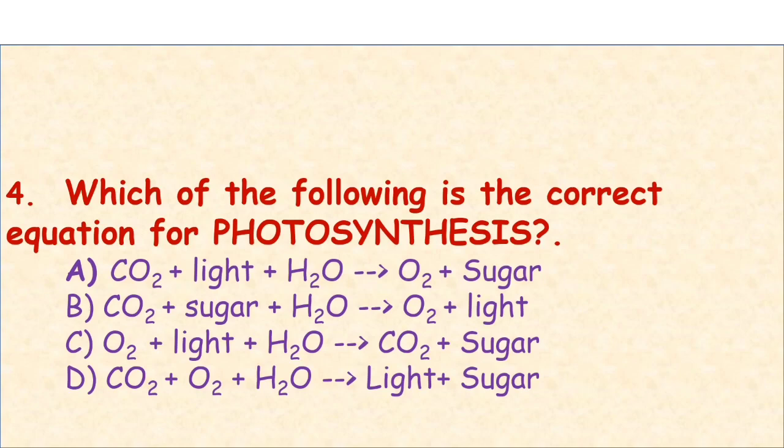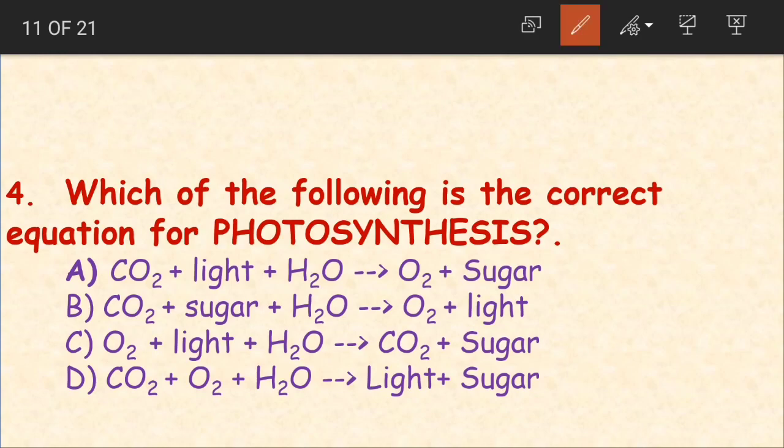Which of the following is the correct equation for photosynthesis? See, here we are having equations, children. I'll just read it out. The first one, A, is CO2 plus light plus H2O. CO2 is nothing but carbon dioxide, children. Carbon dioxide plus light plus H2O, that is water.